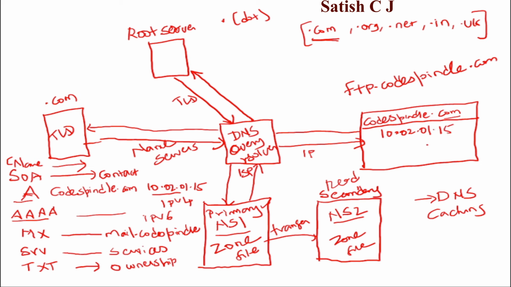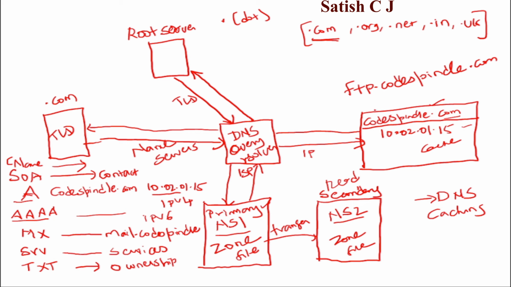So it is getting stored in the cache. What do you mean by storing that in the cache? Next time when I'm going to access codespindle.com, I'm not going to go through all these things. I'm just going to refer to my cache and then directly contact that IP address. So when you type codespindle.com, first the system will check its own cache, the browser cache or the operating system cache, and if that IP is not present in the cache, it will contact the DNS query resolver to resolve things.